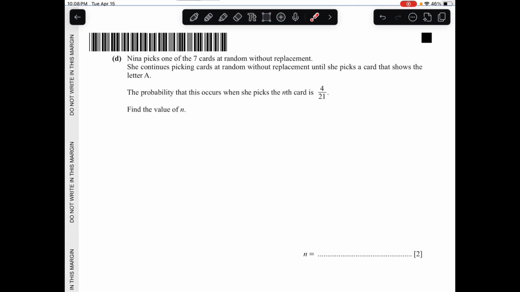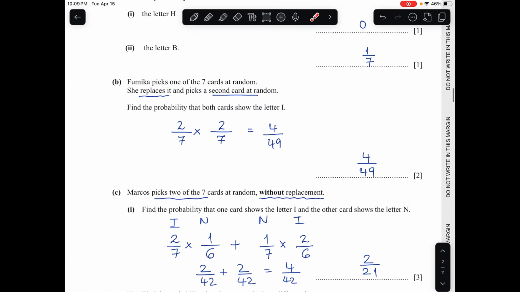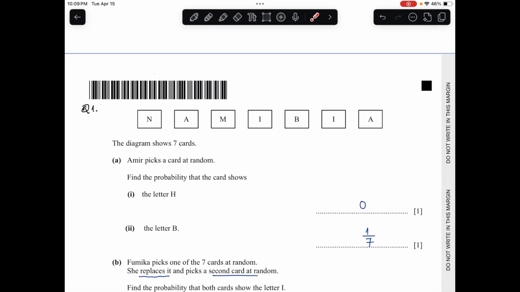What does this mean? It means that she continues picking the card until she finds the card with letter A. And they say that the probability that this occurs when she picks the nth card is 4 out of 21. So we are not sure when she is picking the card with letter A, but we know that when she picks it, the probability is 4 out of 21. Alright, so the easiest way to work this out would be to try and pick the cards which are not letter A. So either she would pick a card with letter A or without letter A.